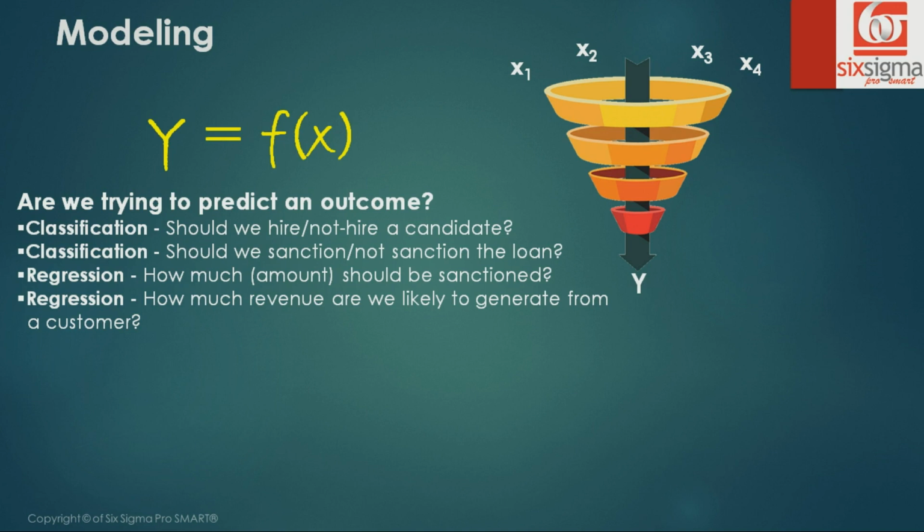In regression type of problems, you're trying to do a value prediction. An example could be, how much loan amount should be sanctioned? How much revenue are we likely to generate from a customer? So here you're referring to an outcome of interest, which is a value.